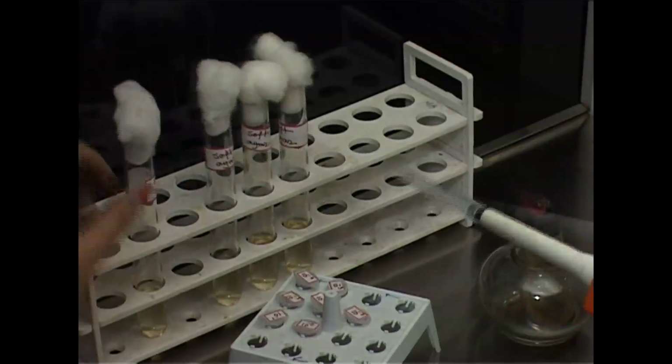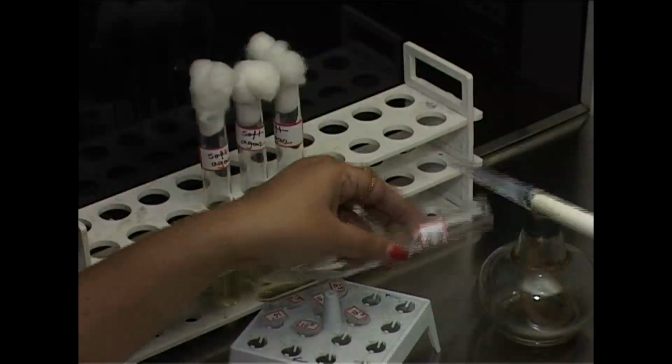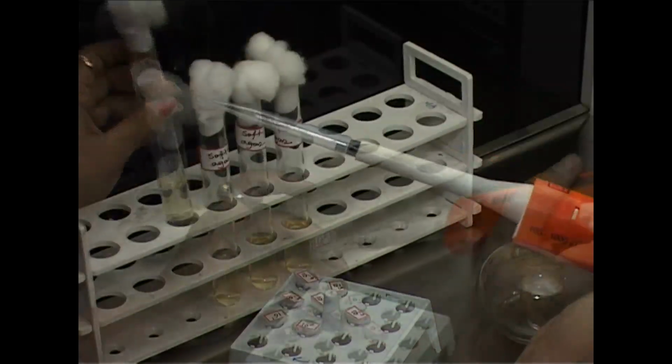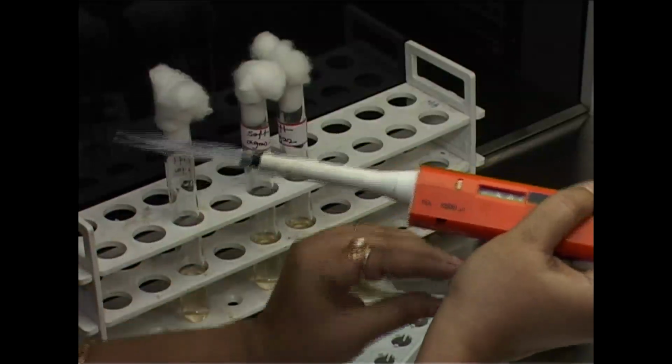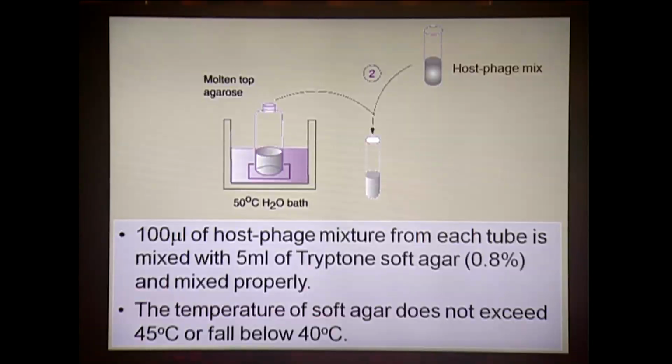Now, 100 microliter of the phage host mixture will be taken from each tube after 15 minutes and added to 5 ml of tryptone soft agar. You know what is soft agar? In soft agar, the percentage of agar is less compared to normal media. The soft agar concentration is normally 0.8%, and we will mix it between palms for 2 to 3 seconds. But remember one thing, you have to maintain the soft agar temperature around 42 degrees centigrade.